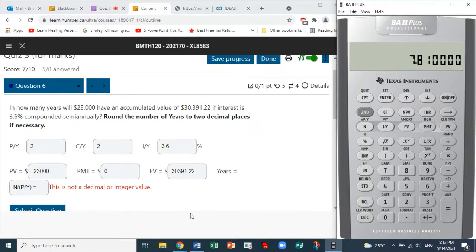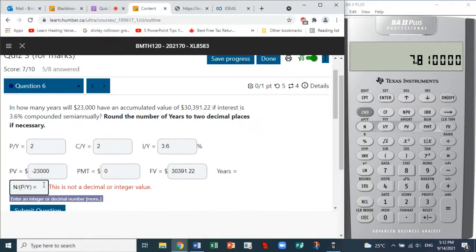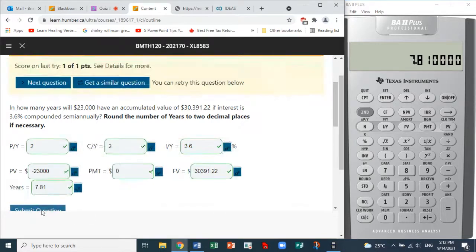And we get an answer of 7.81. In this case, it works out to 2 decimal places, so we don't have a problem at all about rounding. Okay, so there we are. We have the number of years. We submit it, and it is correct.